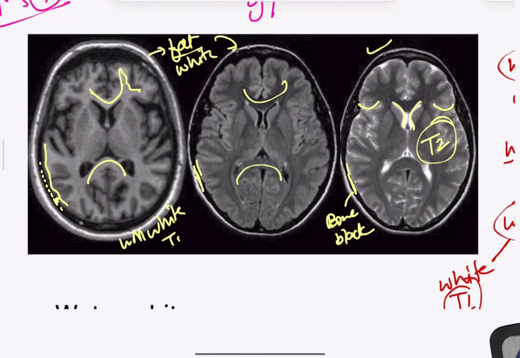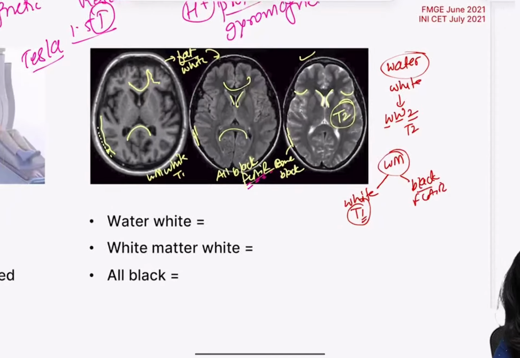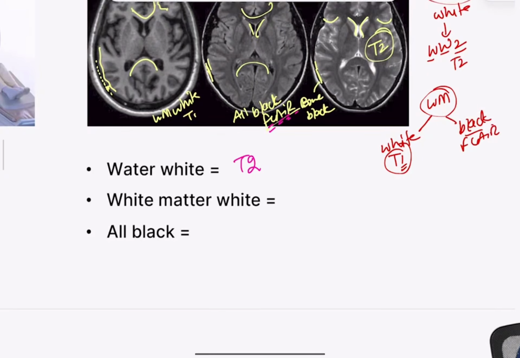White matter is black, water is black. So basically all black is going to be FLAIR. Okay, that's a FLAIR image. Is this clear with everyone? So fluid attenuation inversion recovery, that's the full form of FLAIR. So water white T2, white matter white, anatomy followed T1, all black, it is going to be FLAIR.